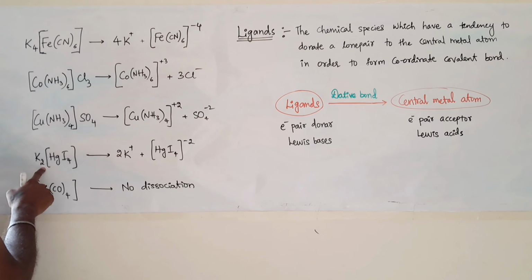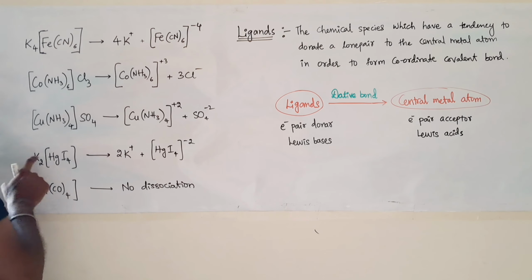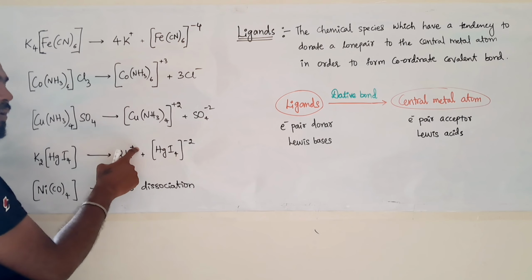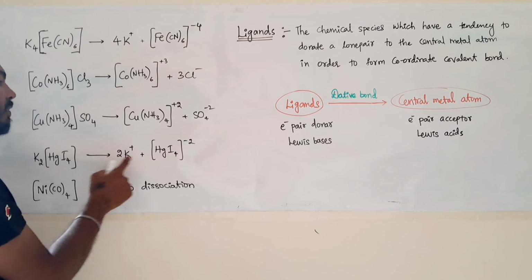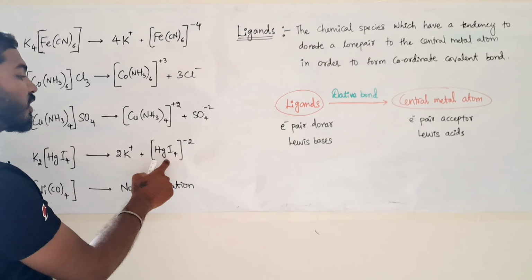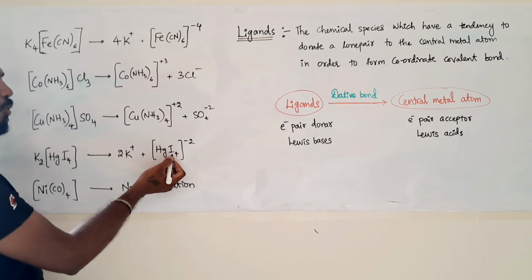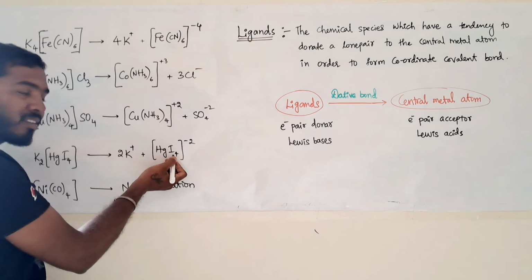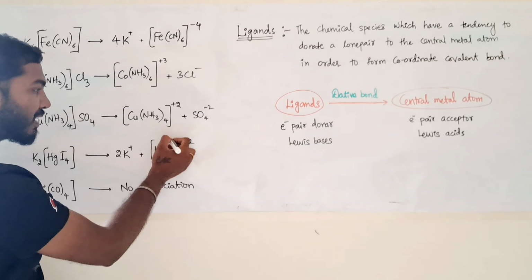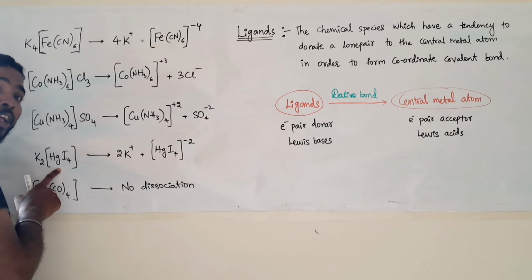Then moving to the next, K2[HgI4], which is so famous, called Nessler's reagent. Here 2 potassiums give 2 K+ ions, and the complex ion, the coordination sphere, is [HgI4]2-. So here Hg is the central atom, 4 iodines are the ligands, and since the complex has a negative charge, the complex is a negative complex.